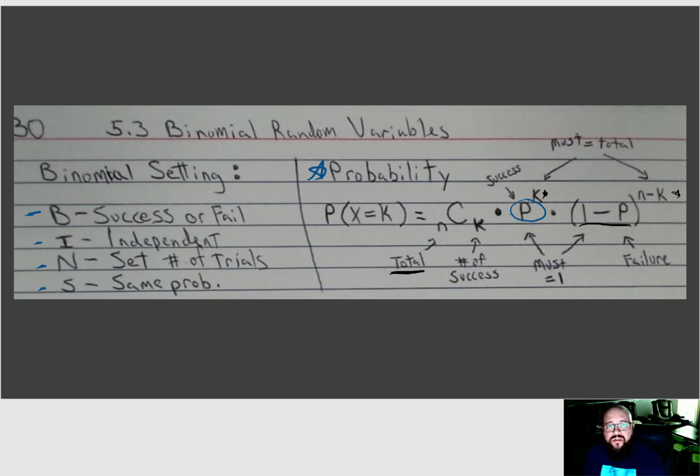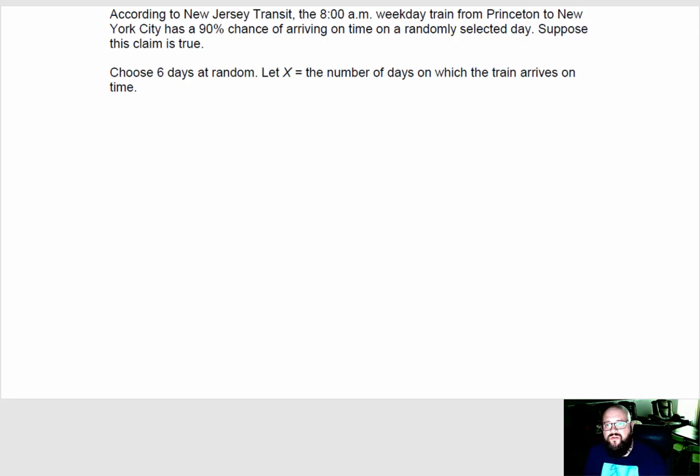So let's look at the problem. According to New Jersey Transit, the 8 a.m. weekday train from Princeton to New York City has a 90% chance of arriving on time on a randomly selected day. Suppose this claim is true. Now we're going to choose 6 days at random, and we're going to let X equal the number of days on which the train arrives on time.